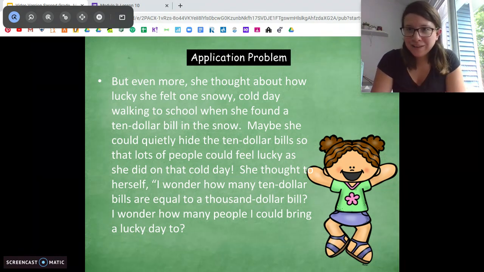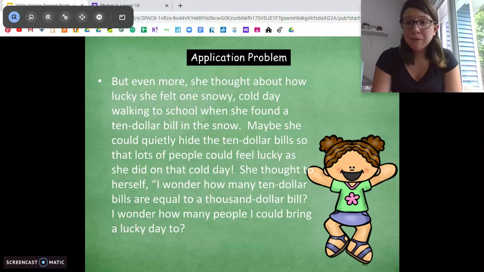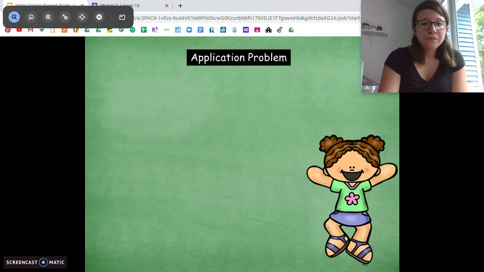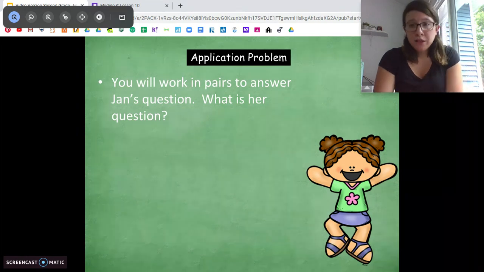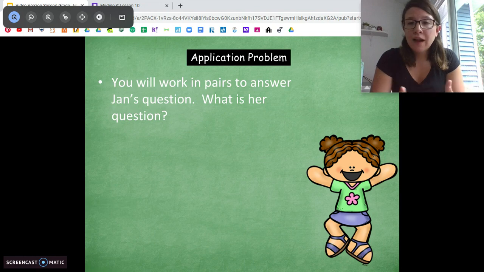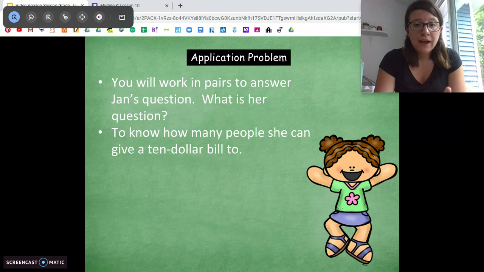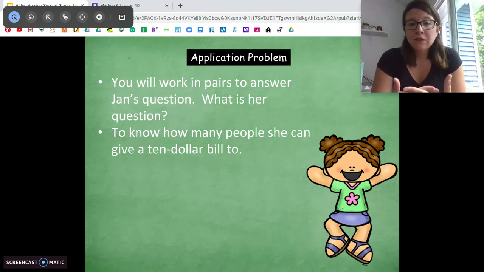Good, yeah. So she found the bill that equals $1,000. She wants to break it down into $10 bills so she can make a lot of people happy by sharing $10 bills. I want you to take as much time as you need, work with someone at home, and use any strategy you want to figure out how many $10 bills are in a $1,000 bill. We want to know how many people Jan can give $10 bills to.